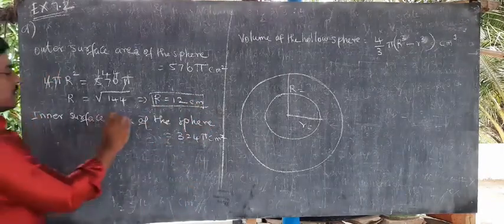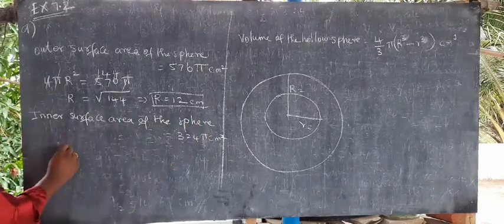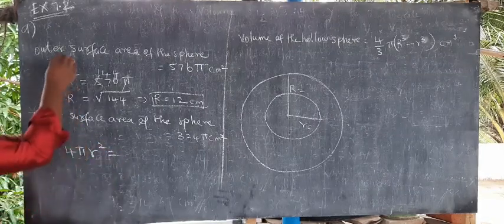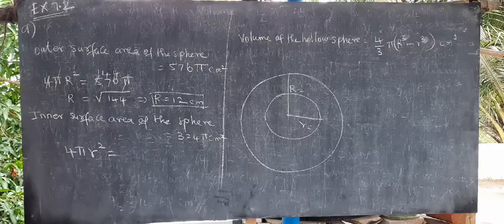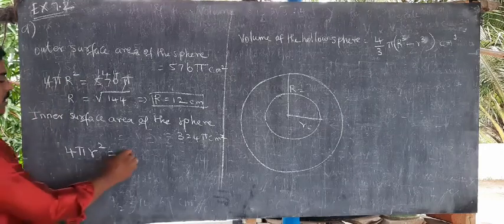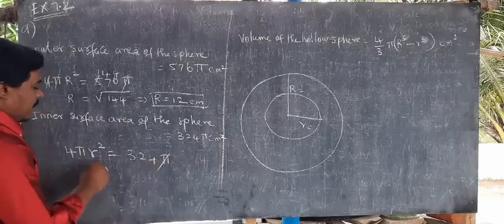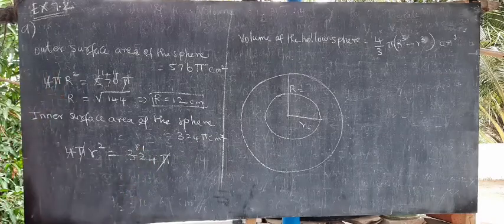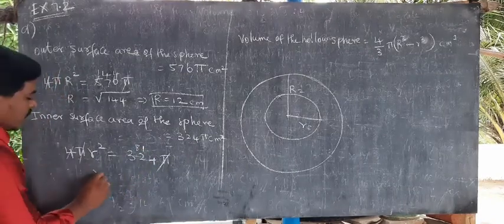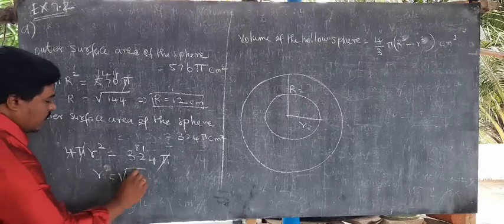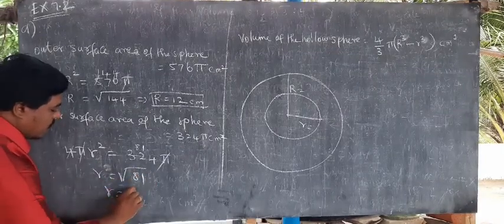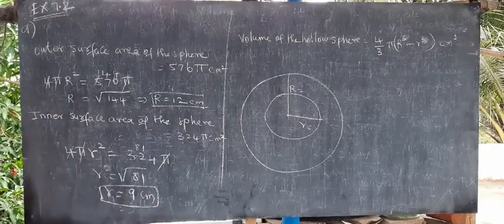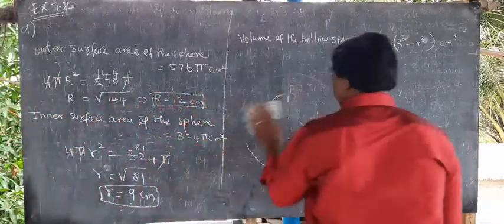Then the inner surface area of the sphere. Inner surface area means 4 pi r square equal to, here for outer surface area I used capital R, for inner surface area using small r. This is equal to 324 pi. Pi will be cancelled, 4 times 81. r square equal to 81 means r equal to root of 81, that is r equal to 9 centimeter. Small r also we have found, and then straightaway we need to apply the formula and we get the answer.